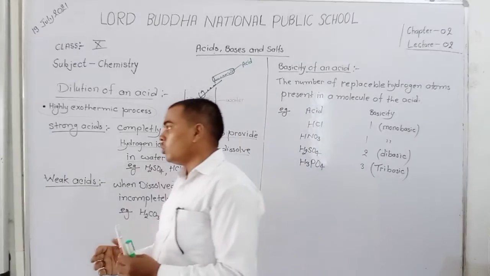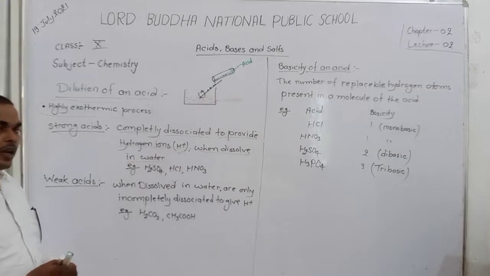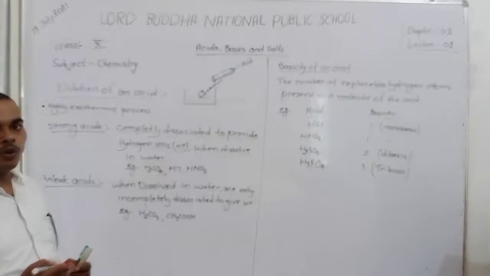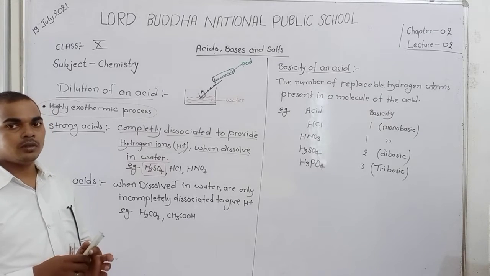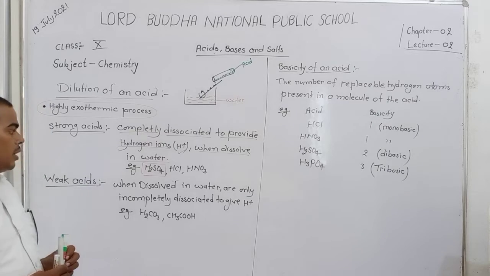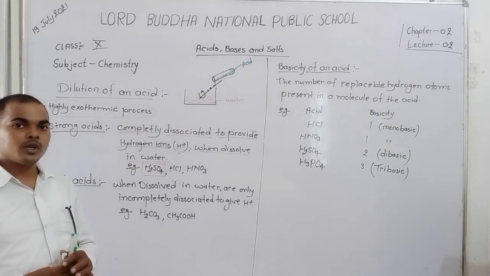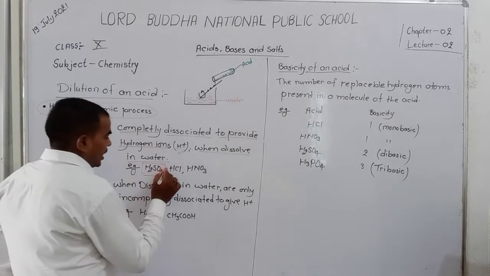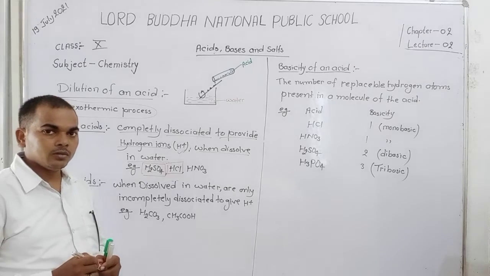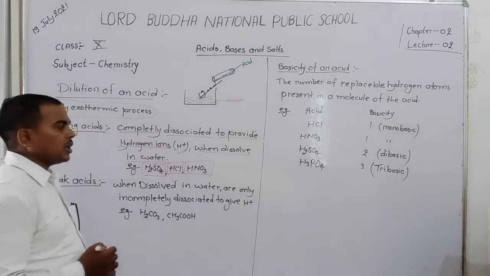The acid which completely dissociates into its H plus ion is H2SO4. The name of H2SO4 is sulfuric acid. Sulfuric acid is the king of acids. Okay, always handle a strong acid with care. The second acid is HCl, known as hydrochloric acid. Okay, and HNO3 is nitric acid.